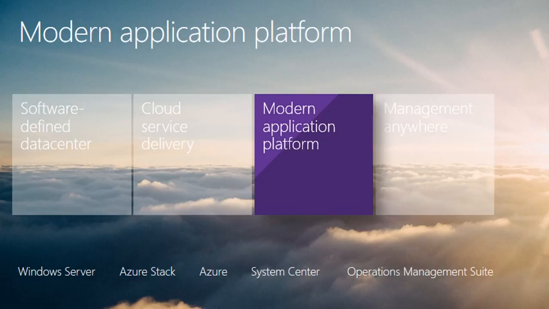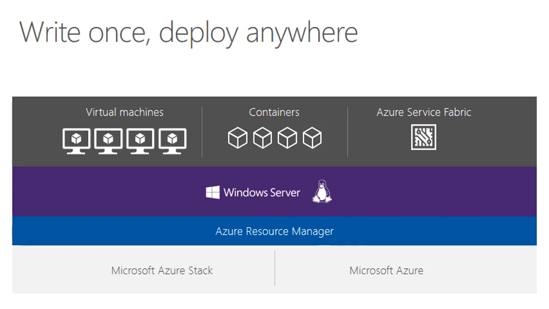So let's take a look at my third pillar, which is the modern application platform. The goal that we really have is to write once and deploy anywhere. Whether you're deploying into Microsoft Azure, on premises using Azure Stack, or using Windows Server or Linux servers, we want to make sure you have the ability to write once and deploy everywhere. And we're adding some technology into the operating system to make sure that you can do that, whether you're deploying to a virtual machine, using the new container features in Windows Server 2016, or deploying to Azure Service Fabric. We know we have to make sure that our applications have the ability to deploy anywhere.